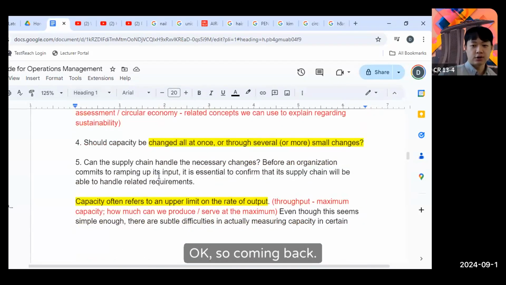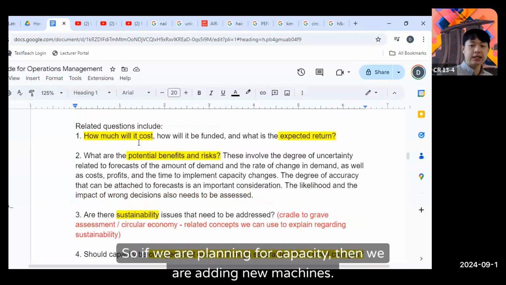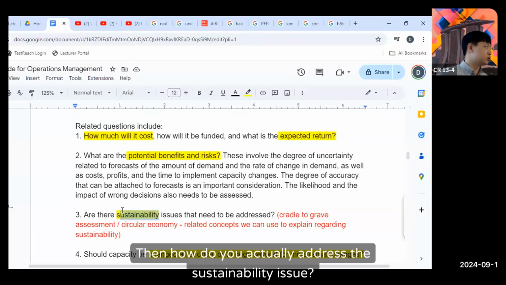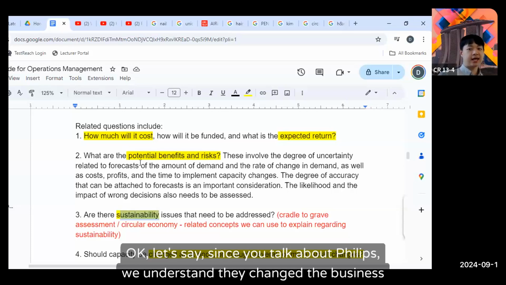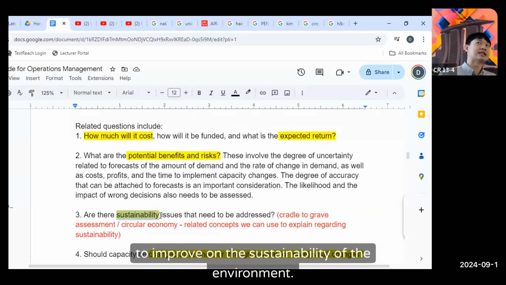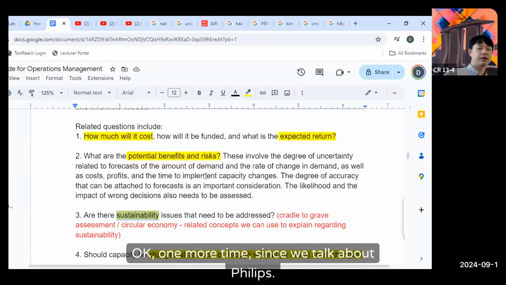Okay, so coming back. We talk about sustainability, right? If we are planning for capacity, then we are adding new machines. We could also change our operations. Then how do you actually address the sustainability issue? Let's say, since we talk about Philips, we understand they changed the business model. It is helping to improve the sustainability of the environment. How could this affect the Philips capacity level? One more time, since we talk about Philips.